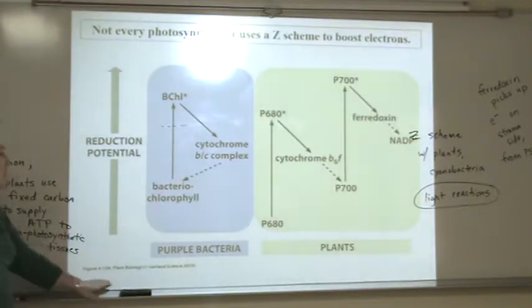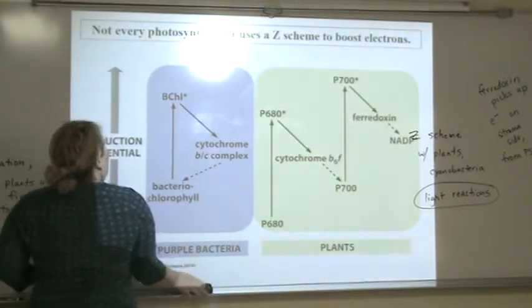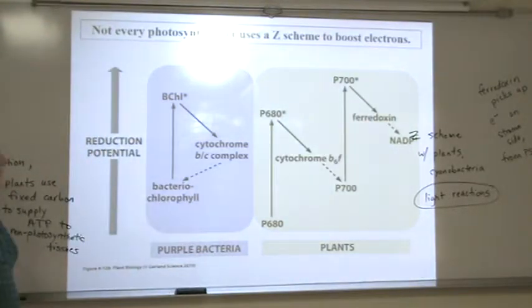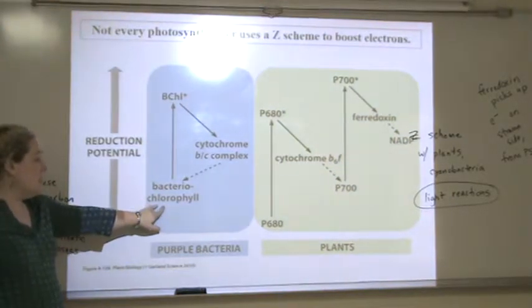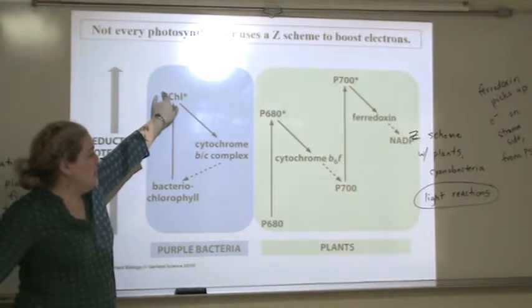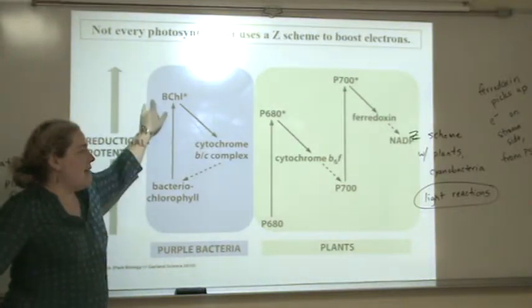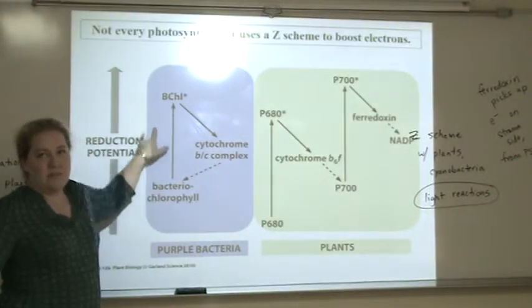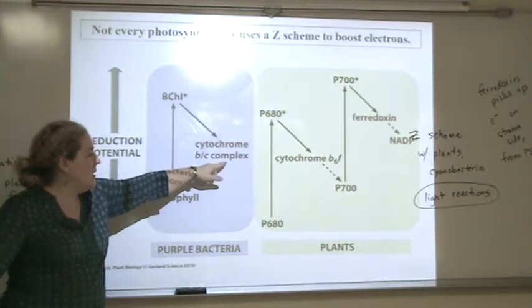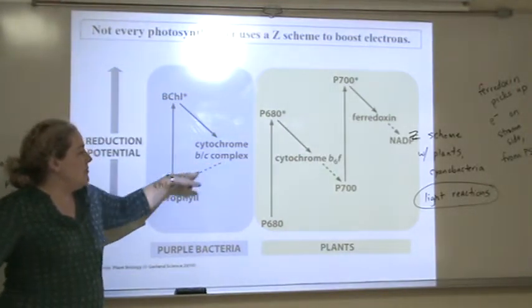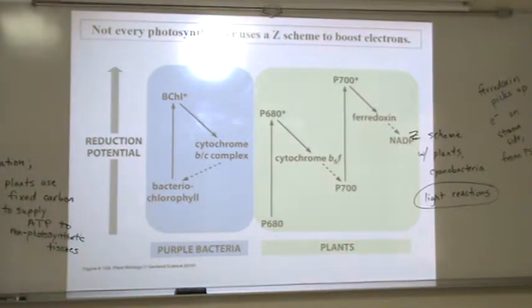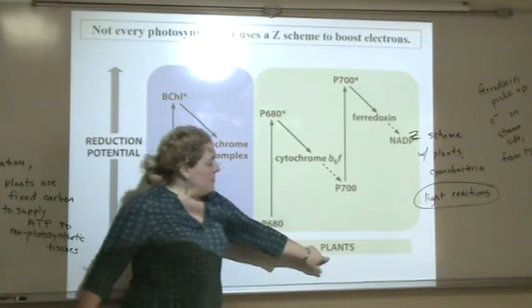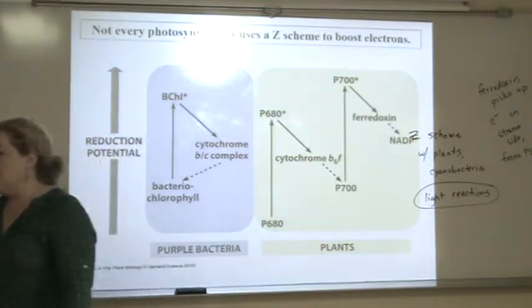Oh, here's a picture of a non-Z schemer that still does photosynthesis. So there are bacteria that do photosynthesis, but they're only doing generally half of what a plant does. So boost the electron, reduce something, use its energy, pass it back to the photosystem to do cyclic electron flow. You might add on to here also, cyanobacteria do this as well.